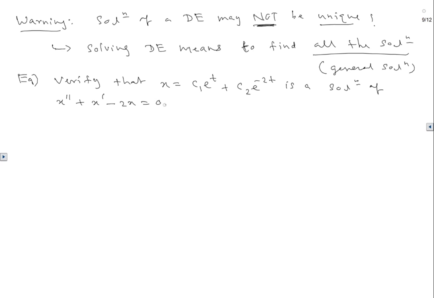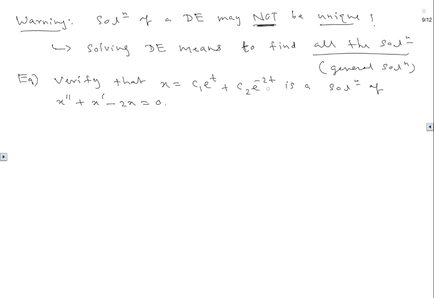Here you can see you don't see the independent variable, you only see the dependent variable. The independent variable is t, because if you look at the solution part, the function part, you can see there's a t there.